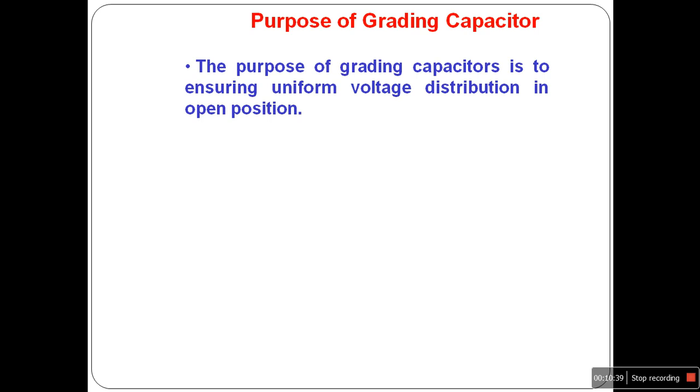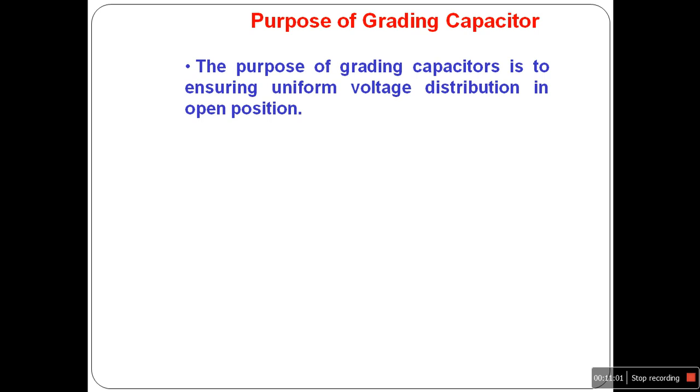Next comes the purpose of the grading capacitor. As we all know, grading capacitors are used to equalize voltage over the insulator ring. Here also the purpose of the grading capacitor is the same: to equalize the voltage across the contacts when the circuit breaker is open.